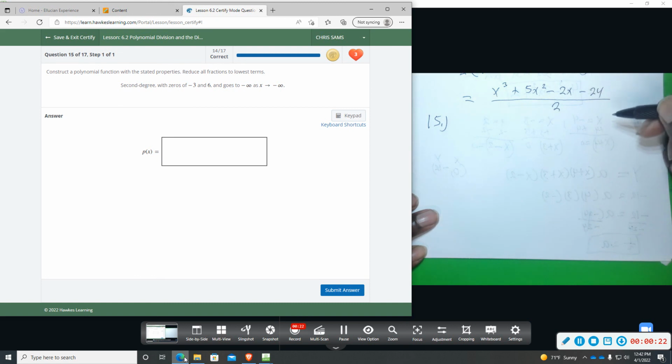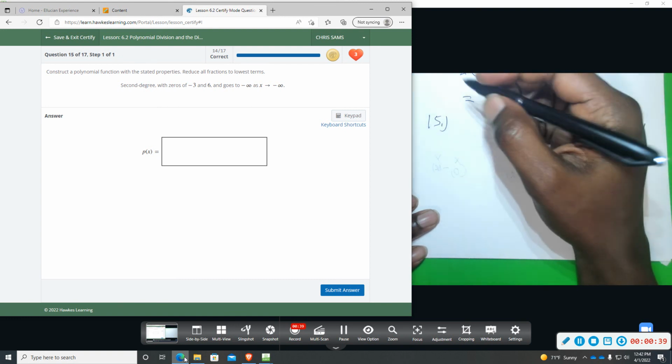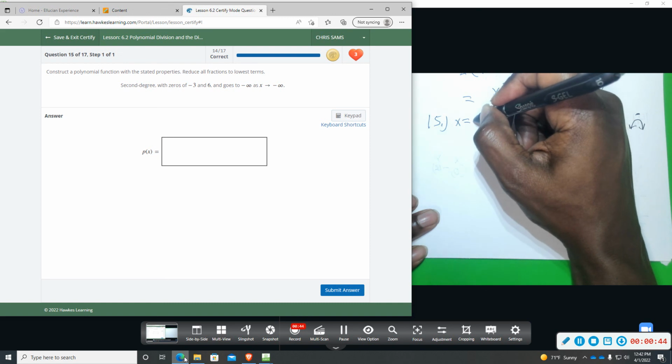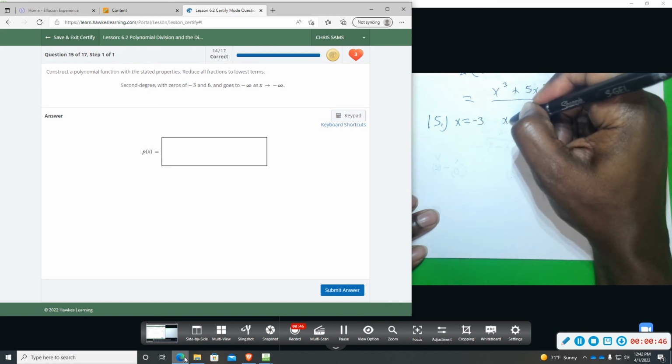So what you need to remember, even degree, because that's a second degree, if it's positive, both ends of the graph go up. If it's negative, both ends go down. So what they're telling us is that we're going to have a negative leading term. So we're going to start out with our zeros. X equals -3 and x equals 6.